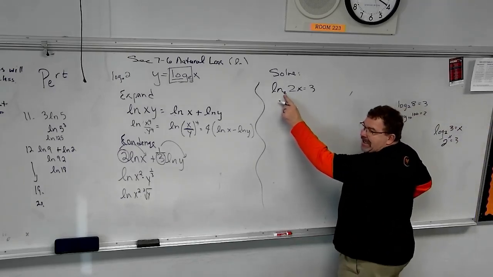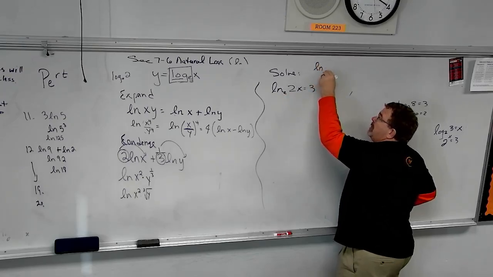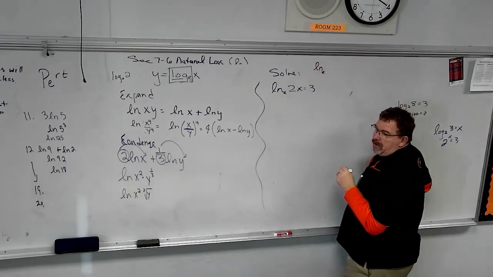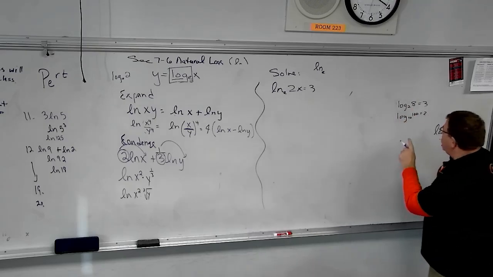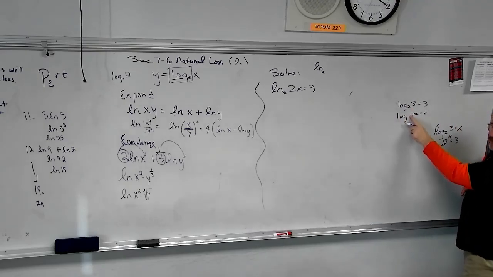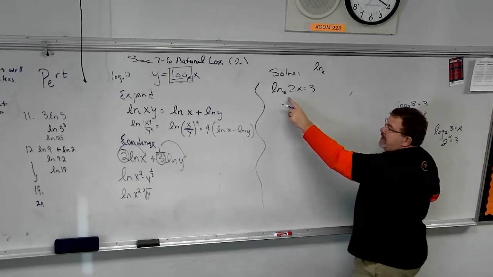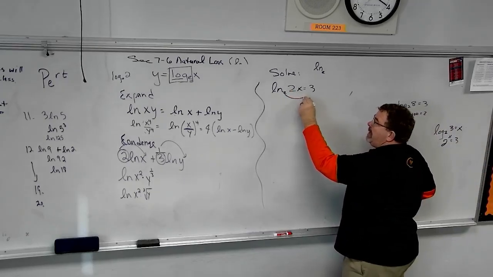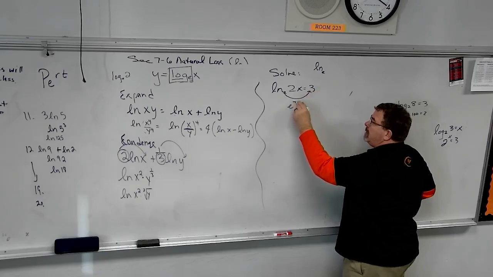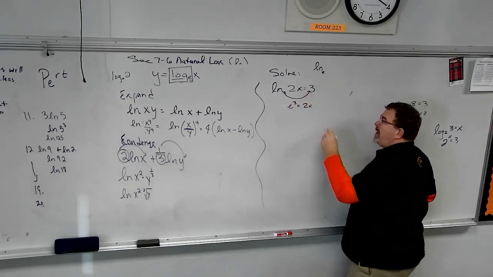So I'm going to add e. You will never see your book put an e on a logarithm, just like logarithms will never put a 10 down there. They will never do that. So you can physically add it. Now we just go e to the third equals 2x.